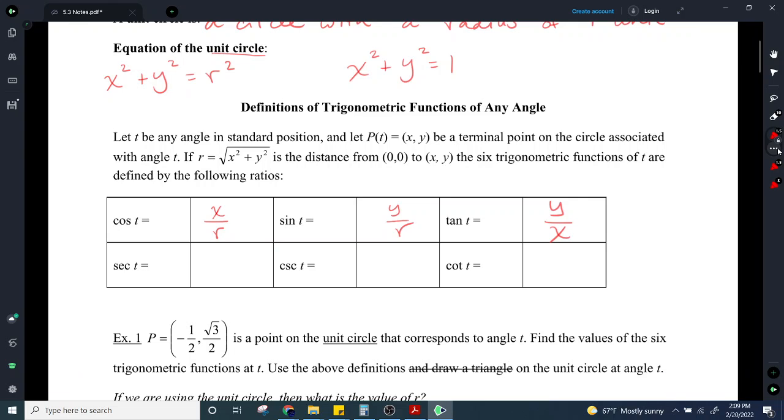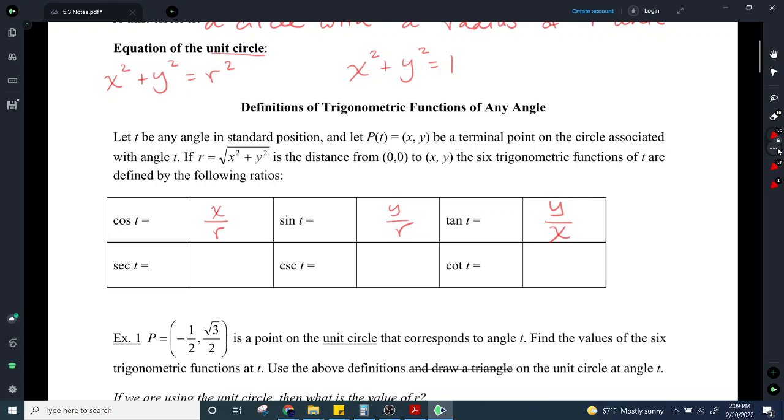So these are the 3 foundational functions that we're going to work with: cosine, sine, and tangent. It's always cosine of the angle. So cosine of t, if t is the angle, is defined as x over r. Sine of t is y over r, and tangent of t is y over x.